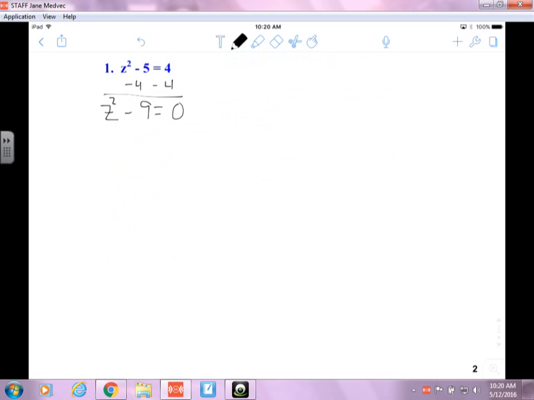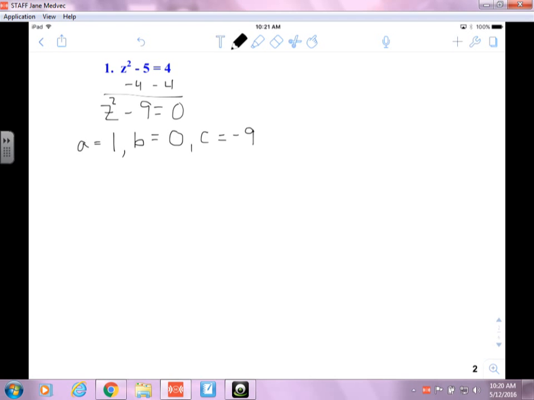I'm going to take my a, which is 1. It's the number in front of z squared. My b, which is, careful, no, it's not negative 9. It is 0. And some of you made that mistake on your quiz yesterday. Do you see a z term by itself? No. And so my b is 0. And my c is negative 9, because remember, the c term is the one that does not have a variable. Okay? So now what am I going to do?